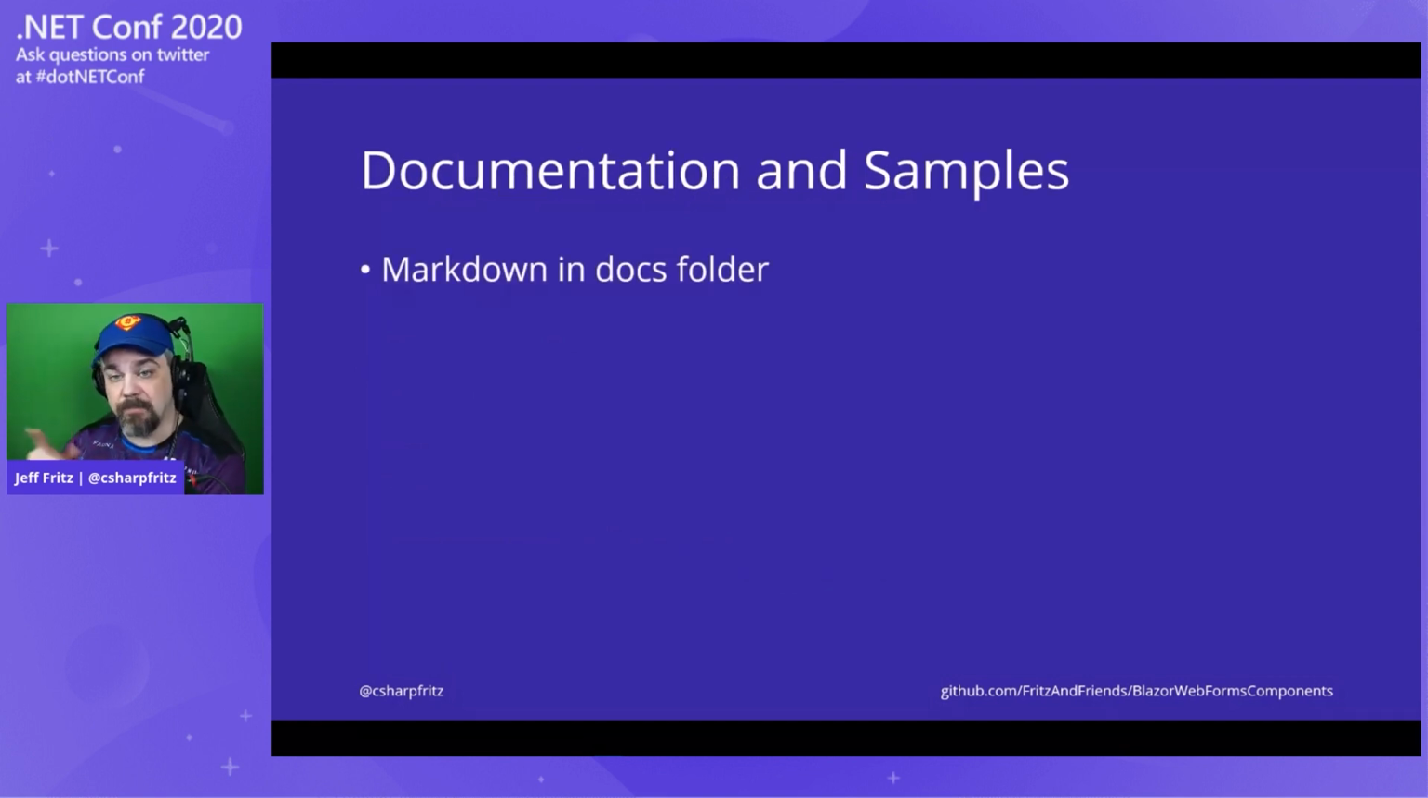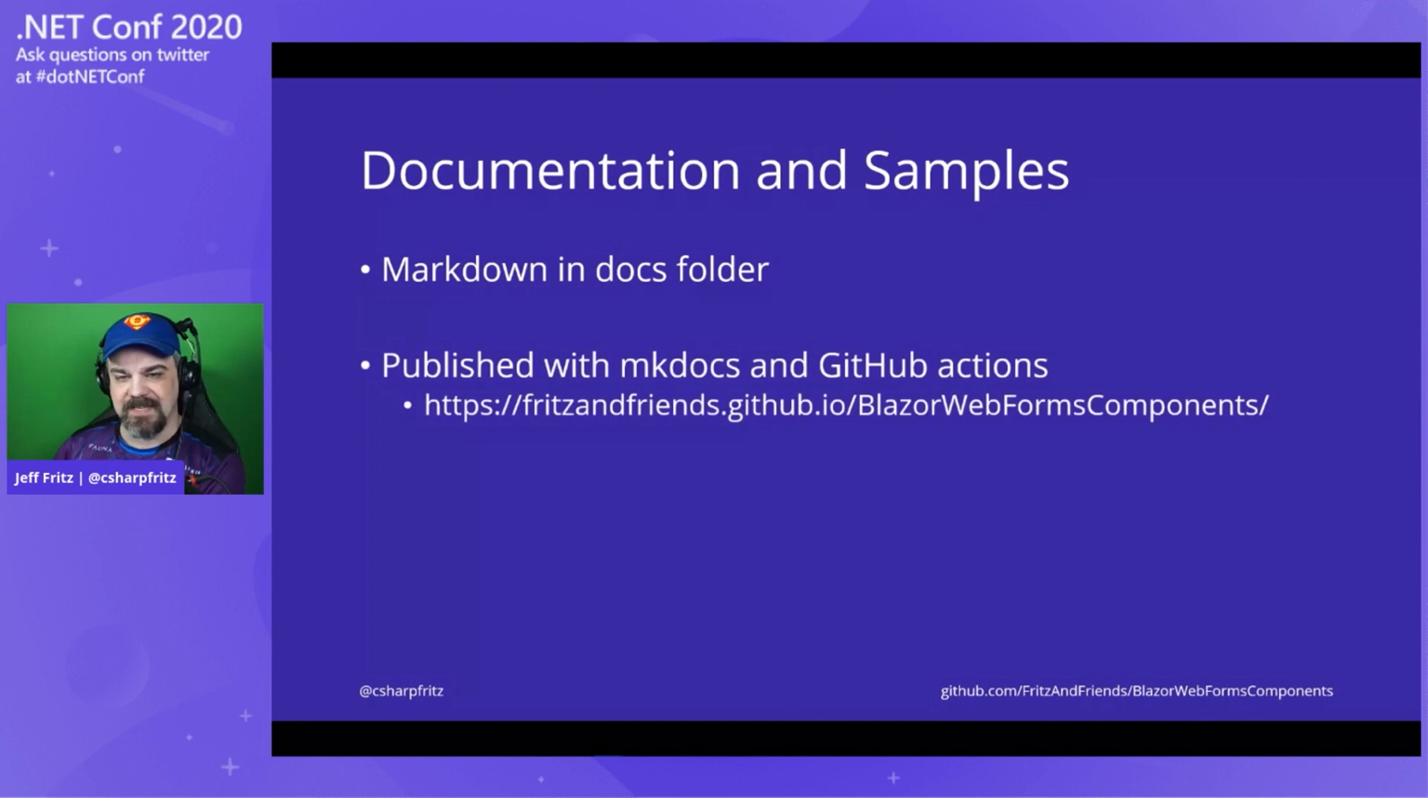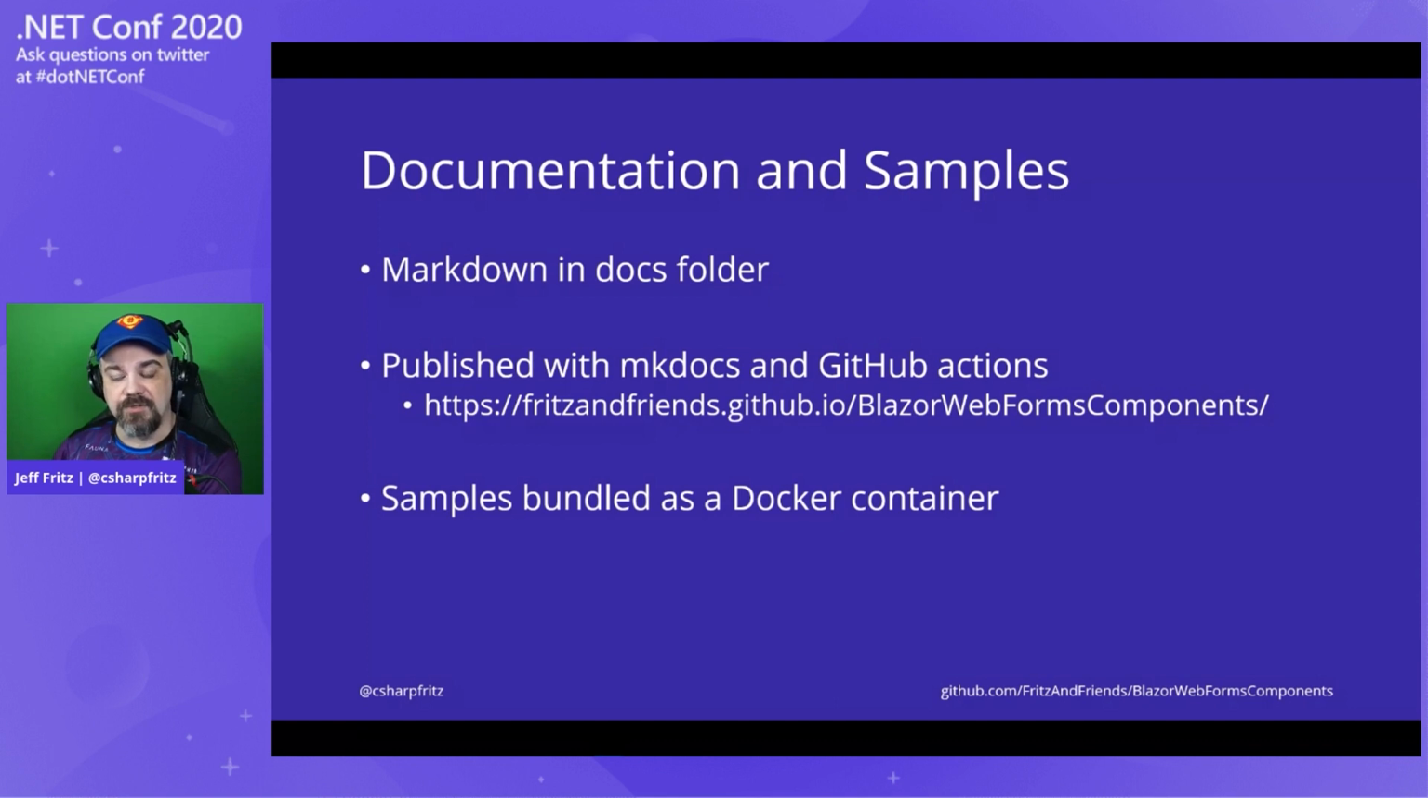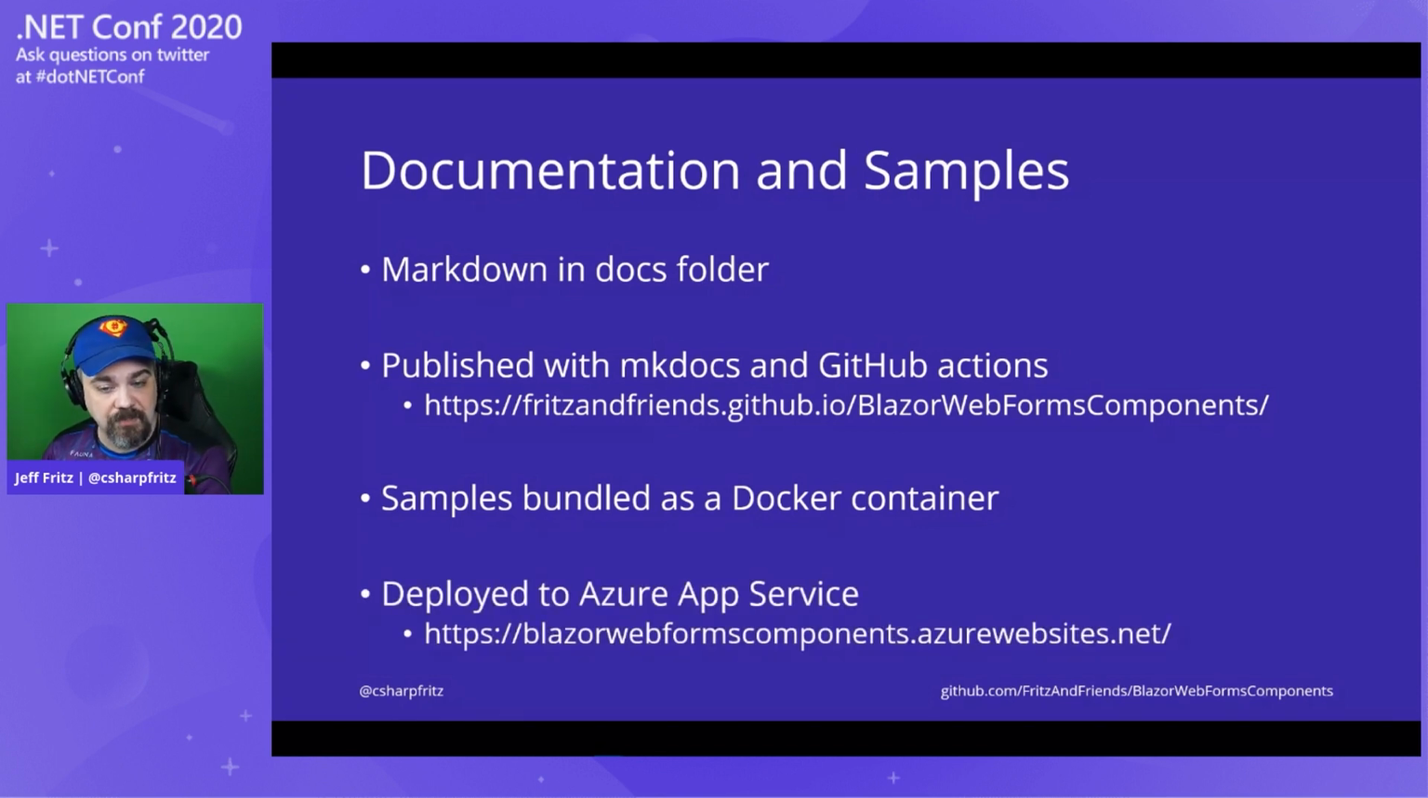I've got documentation and samples that we've been keeping up, and the samples try to match one-to-one with the MSDN, the old MSDN ASP.NET samples. We've got Markdown in a docs folder that's available for you. We published that Markdown using the MkDocs project in GitHub Actions. You can find it living at fritzandfriends.github.io/BlazorWebFormsComponents. Our samples get bundled into a Docker container and then deployed to Azure App Service. And you can see all of the components running live with server-side rendering at blazorwebformscomponents.azurewebsites.net. Really great stuff out there that you can check out.